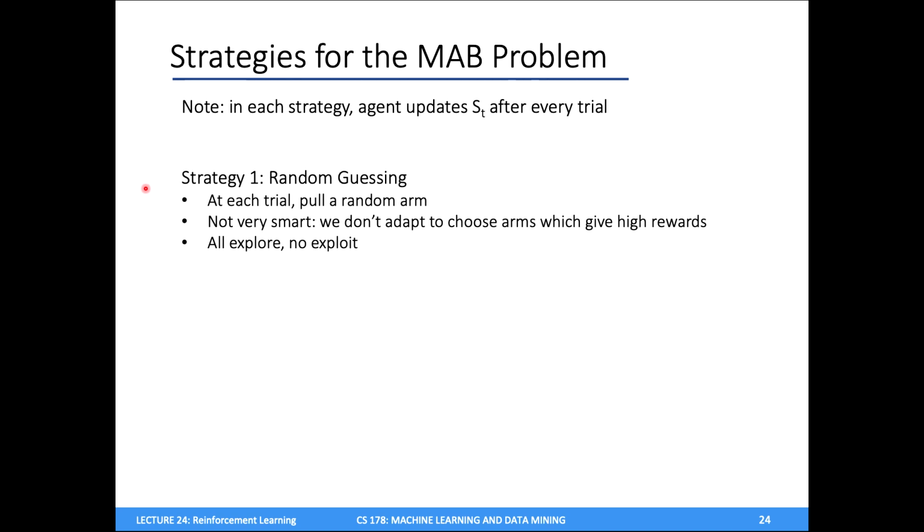Okay, our first strategy is an awful strategy, but it's a good baseline to keep in mind, which is just random guessing. So at every trial, I'm just going to randomly pull an arm. This, of course, is not very smart. We're not adapting to choose the arms that we've seen that give high rewards. And it's all explore, no exploit. So I don't recommend doing this one, but it's something you can do.